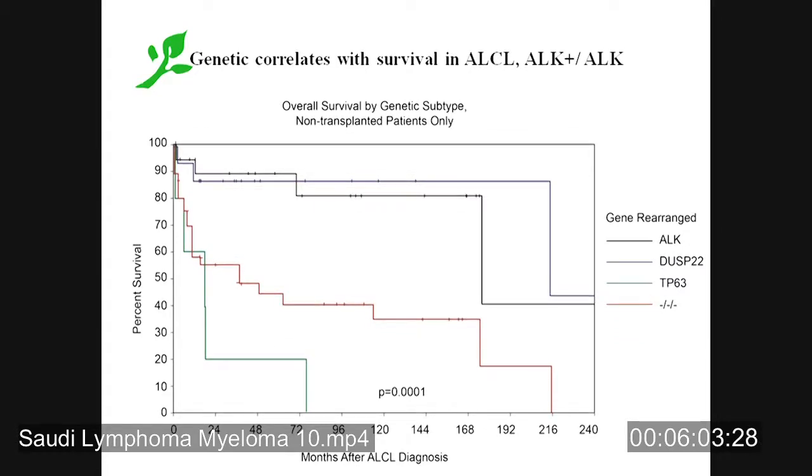This diagram shows that the blue one, the patients with DUSP22, actually have a similar prognosis to patients having ALK rearrangement. So it's good news for the patient to have DUSP22 rearrangement. Unlike patients with TP63 rearrangement, who most probably are going to have a very poor prognosis.